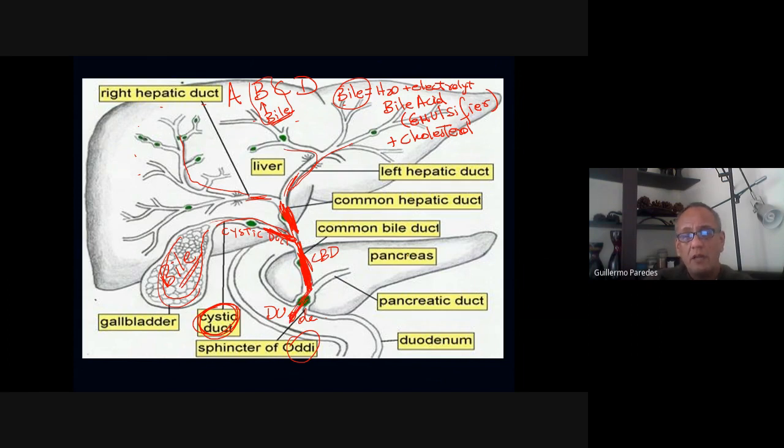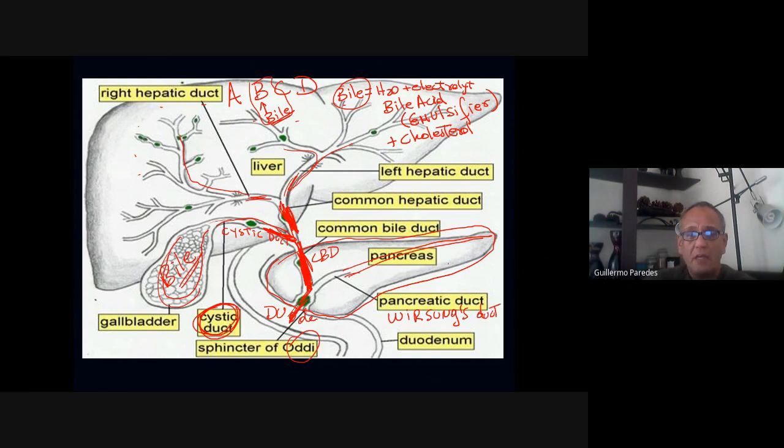Now, on the other hand, we have the pancreas. Where is the pancreas? The pancreas is this. Remember, the pancreas is using the duodenum as a pillow, because one portion of the pancreas is in relation with the duodenum. We have the head, the neck, the body, the tail. We don't care about that, but just remember the pancreas is in intimate relation with the duodenum. Here we have the pancreatic duct. The pancreatic duct is going to go all the way back here, and this pancreatic duct is called Wirsung's duct.